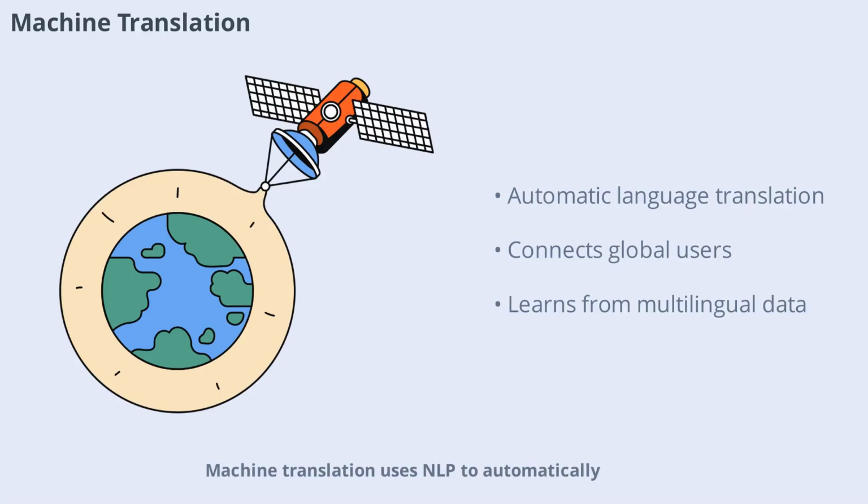Machine translation uses NLP to automatically translate text from one language to another. Popular tools like Google Translate rely on advanced NLP models to provide accurate and fluent translations. These systems learn from vast amounts of multilingual data, constantly improving their ability to handle different languages and contexts. Machine translation breaks down language barriers and connects people worldwide.